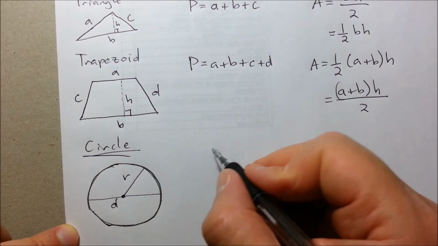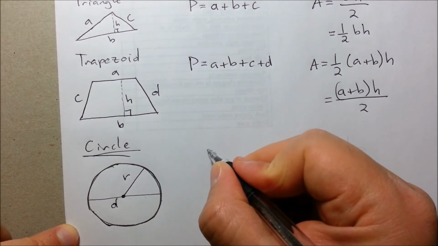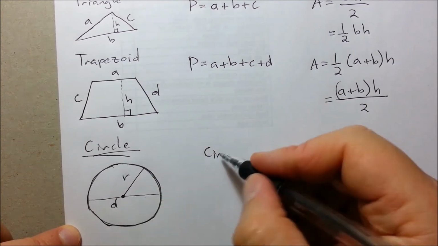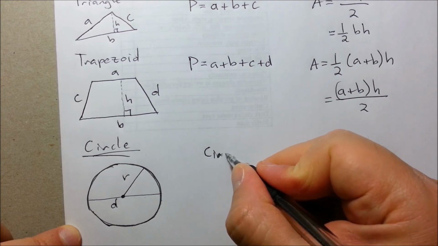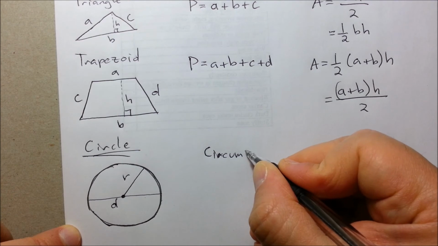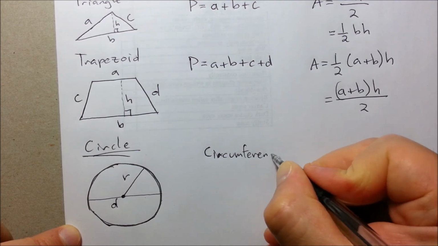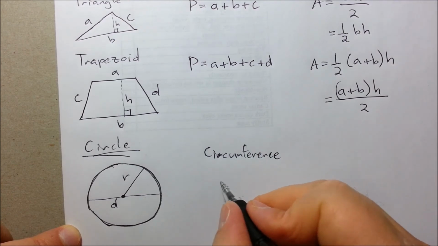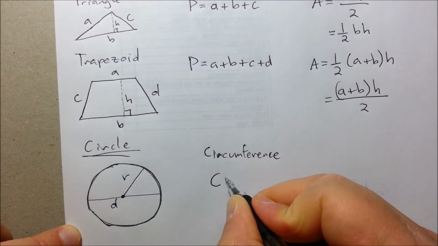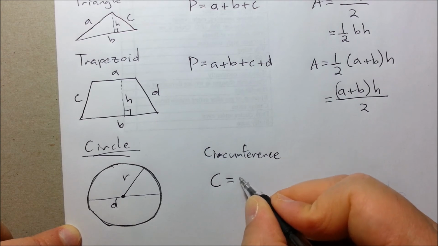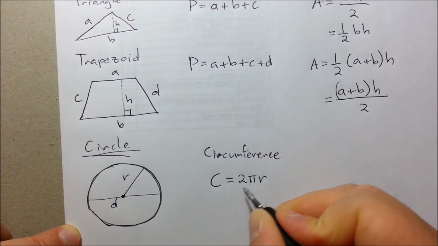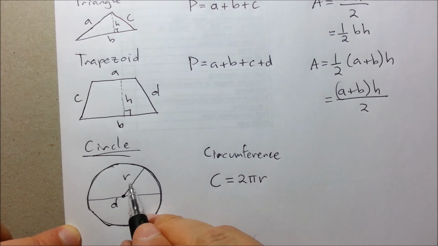Actually, we don't say perimeter for the circle, we say circumference. So let's write it down here. That is essentially the perimeter of the circle. You can say it that way, but it's more accurate to simply say the circumference. Circumference. And the formula here is C is equal to 2 pi r, which is essentially the radius times 2 times pi.